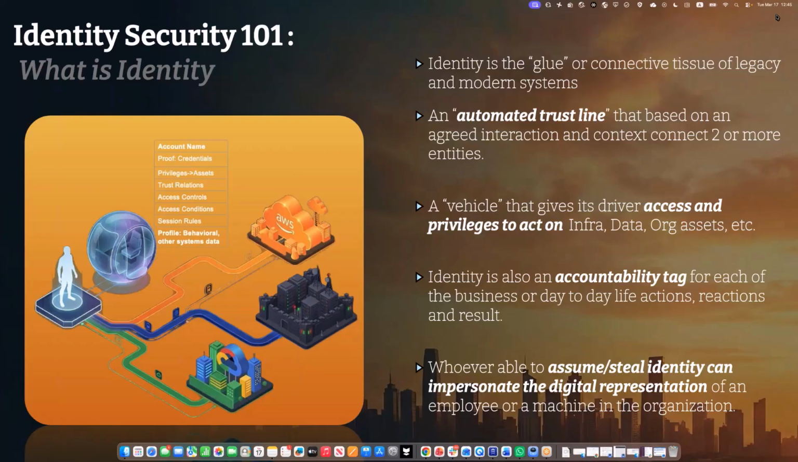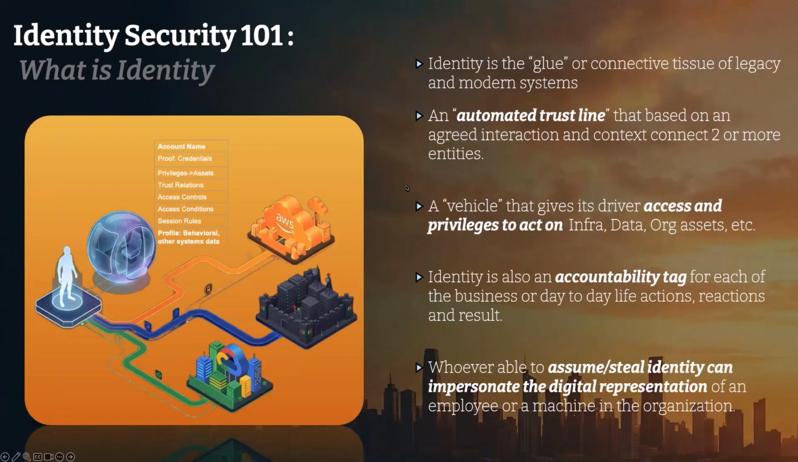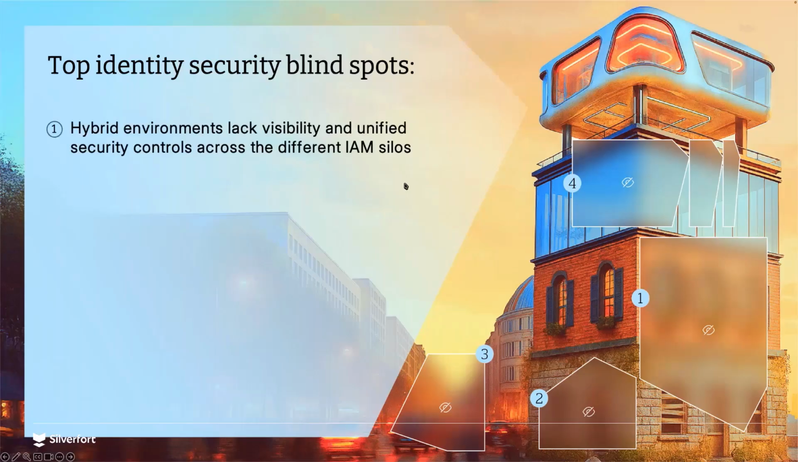And at the end of the day, whoever is able to assume, to authenticate, to steal, to piggyback, to impersonate, and there are tons of words that describe that, the digital representation of yourself or of your organization, they can basically do whatever the original identity holder should have done, if we didn't protect the identity right. And we're going to speak about what's happening in the takeover attempts, in the privilege escalation attempts, and in the lateral movement attempts. So there are a lot of blind spots.